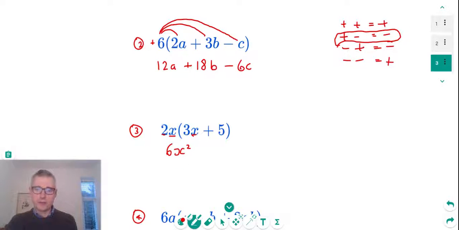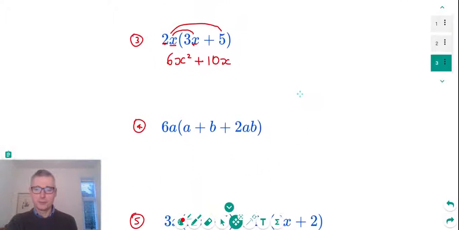So 2x times 3x gives us 6x squared. And then we're going to do the 2x times the 5. So the number parts multiplied together, 2 times 5 is 10. And then we've just got an x there, so 10x.